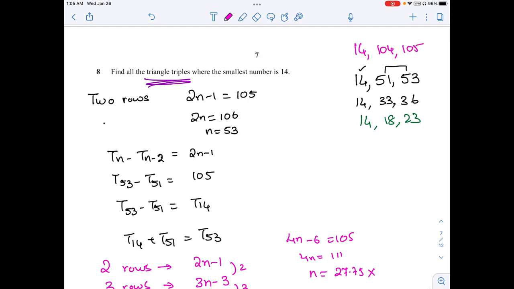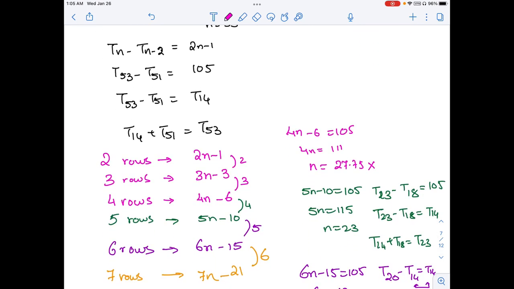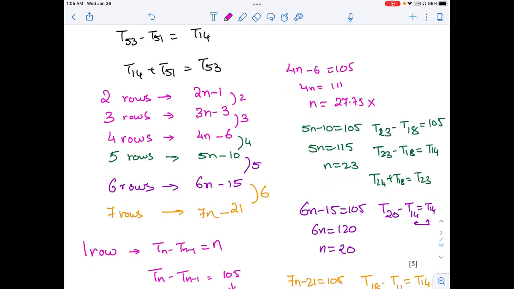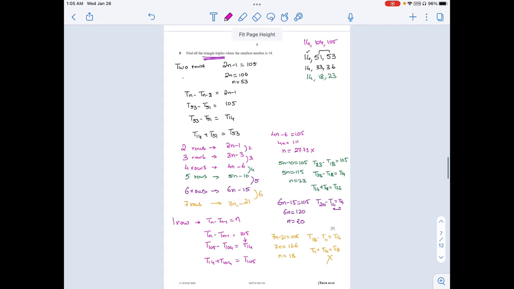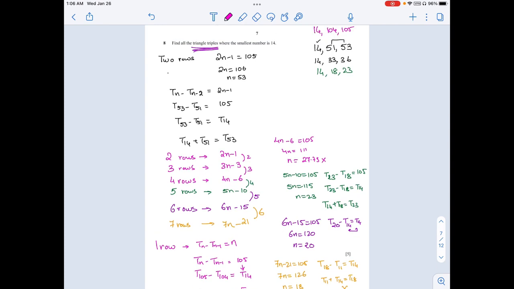So I have taken 1 row, added the last 1 row, last 2 rows, 3 rows, 4 rows, 5 rows, 6 rows, 7 rows. At 7 rows it becomes smaller, so I don't take 7 rows at all. At 6 rows the number is repeated. I do understand this is quite a complicated one. This idea is not so easy to get, but if you don't understand it, pause it, play it again and again, or play it at slow speed and check how I got the answers as 14, 104, 105; 14, 51, 53; 14, 33, 36; 14, 18, 23, and why no other answers.